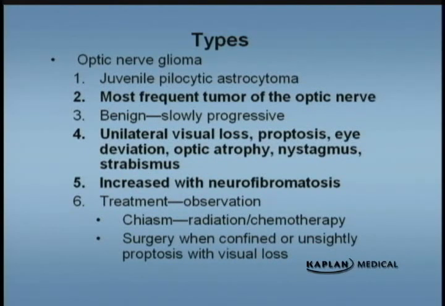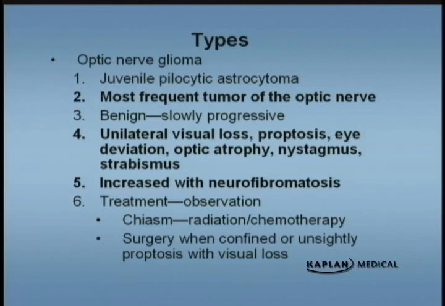Optic nerve gliomas. This is the most frequent tumor of the optic nerve. Remember that there's an increased risk of this with neurofibromatosis. Patients will have vision loss on one side because it usually just affects the one nerve. They can have proptosis. The eye is basically bulging out. They can have deviation of the eye, nystagmus, and certainly you can see strabismus in these patients. So you do worry with some patients with strabismus that they may be having a tumor causing this. And again, remember the association with neurofibromatosis.